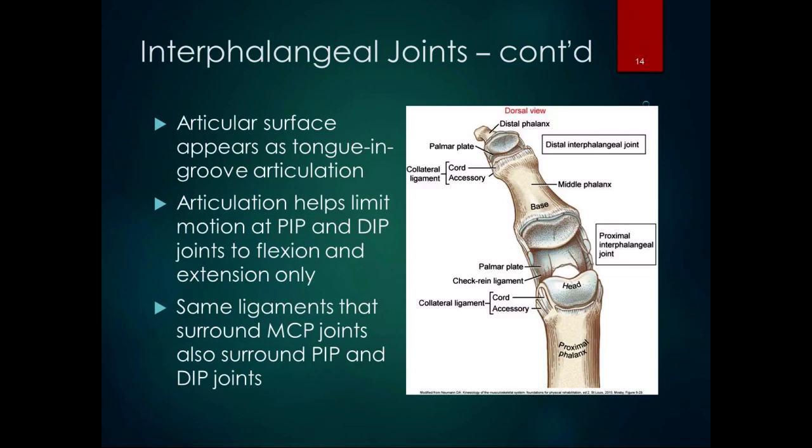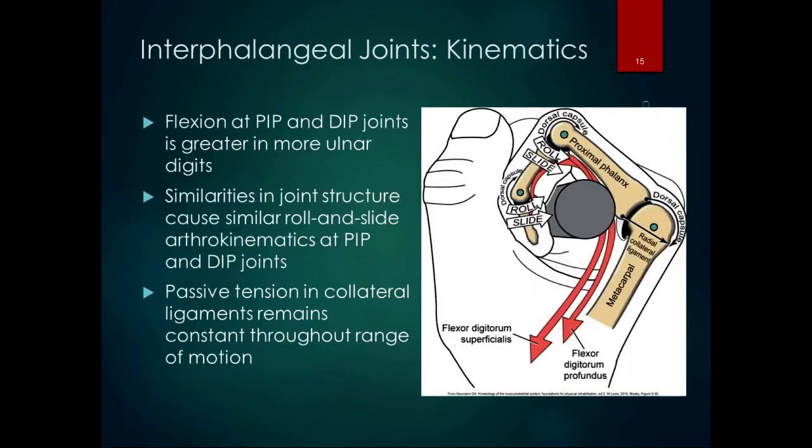The articular surface of the interphalangeal joints has sort of like a tongue and groove articulation, and that helps limit motion at the PIPs and DIPs to flexion and extension only. So we want to not have too much motion in that area. Some of the ligaments that surround the MCP joints also surround the PIPs and the DIPs. So the PIP and the DIP kinematics, we have more motion in our ulnar digits for that grasping motion.